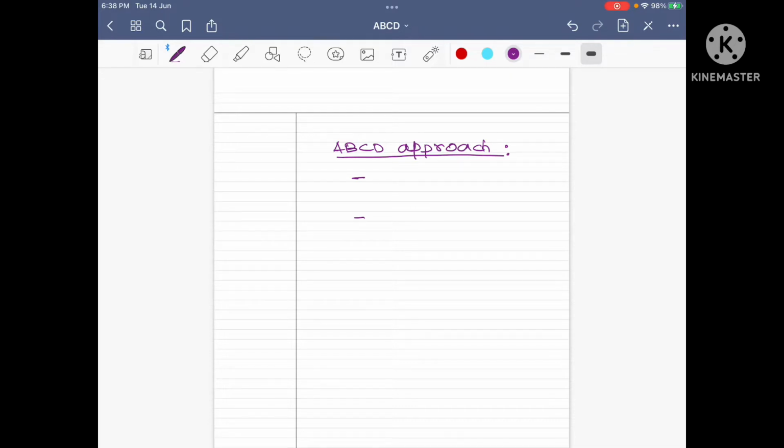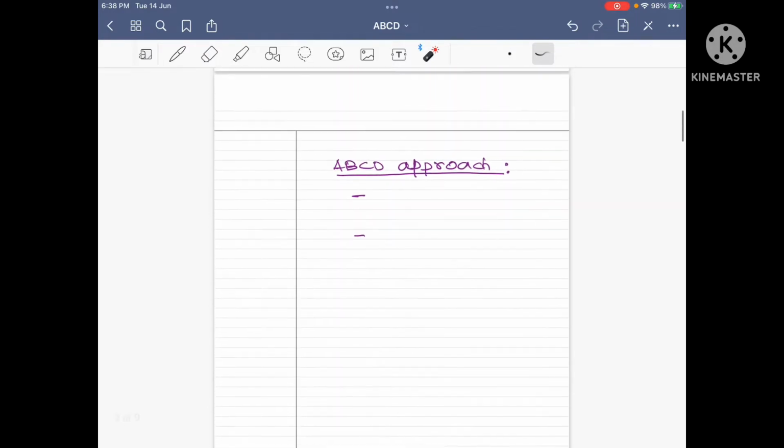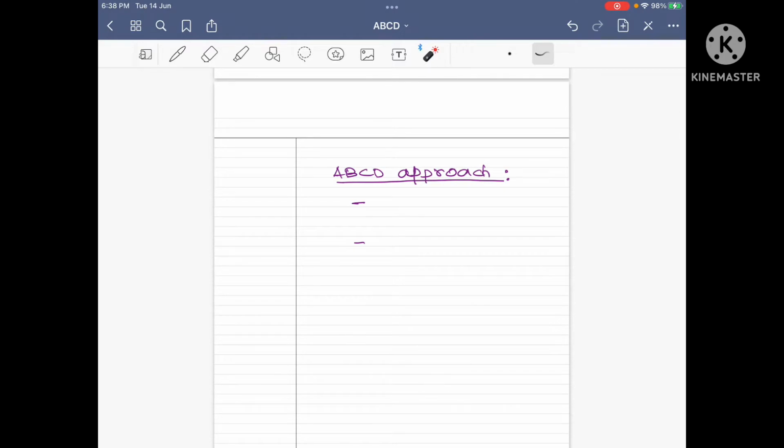When should we do the ABCD approach? Any patient coming in acutely ill, or any patient coming in an ambulance where the technician tells you that the patient has decreased BP or increased heart rate, etc. Or the patient is in the ward, you are in the doctors' on-call room, and the sister asks you to see a patient who has just collapsed in the ward. In all these cases you should use the ABCD approach.